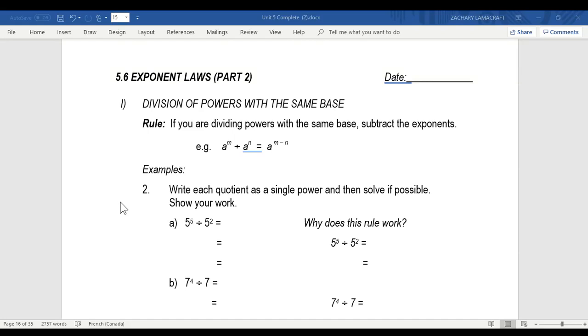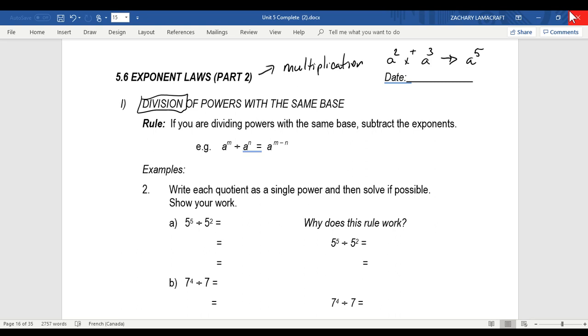Okay, so moving on, we've got 5.6, which are the exponent laws, part 2. In the first one, we dealt with multiplication of exponents, and we realized that if we have the same base, we just add those two, giving us the answer of a to the 5. So in this case, we're actually going to deal with division. And if you could put 2 and 2 together, it's going to be the exact opposite.